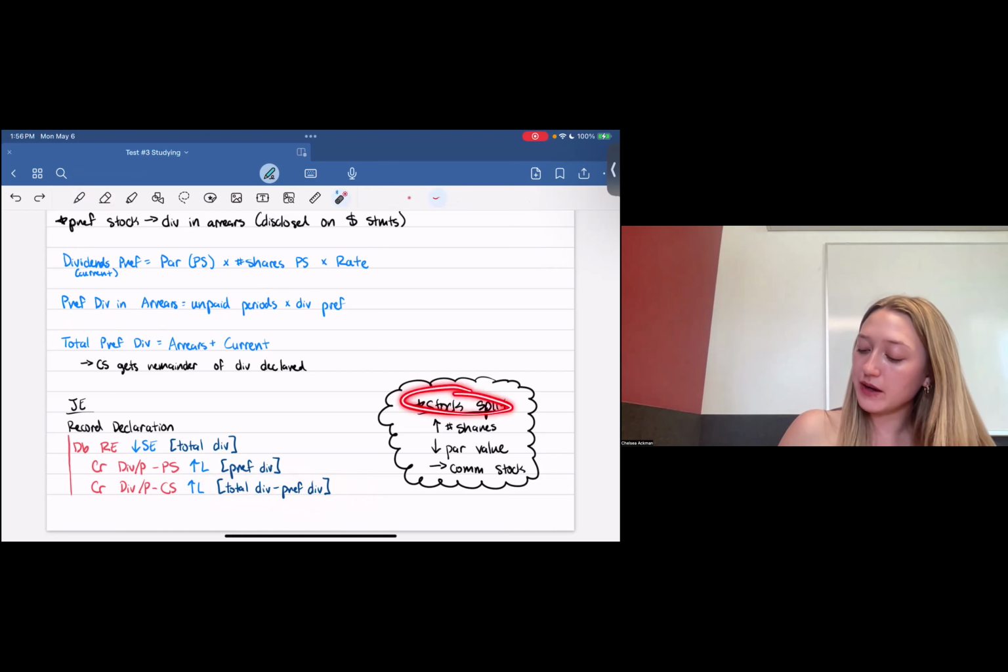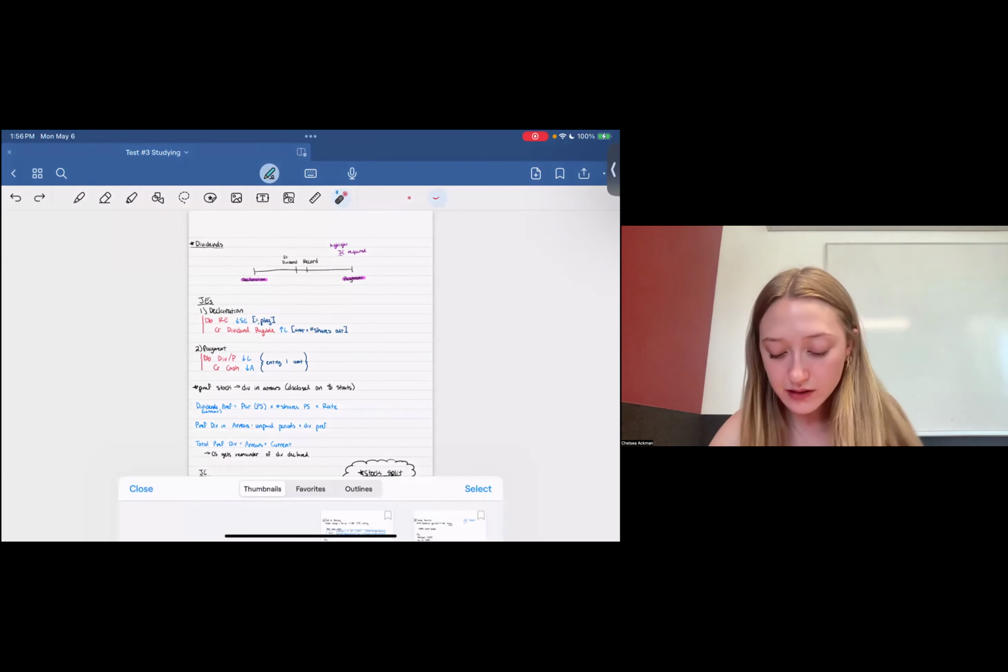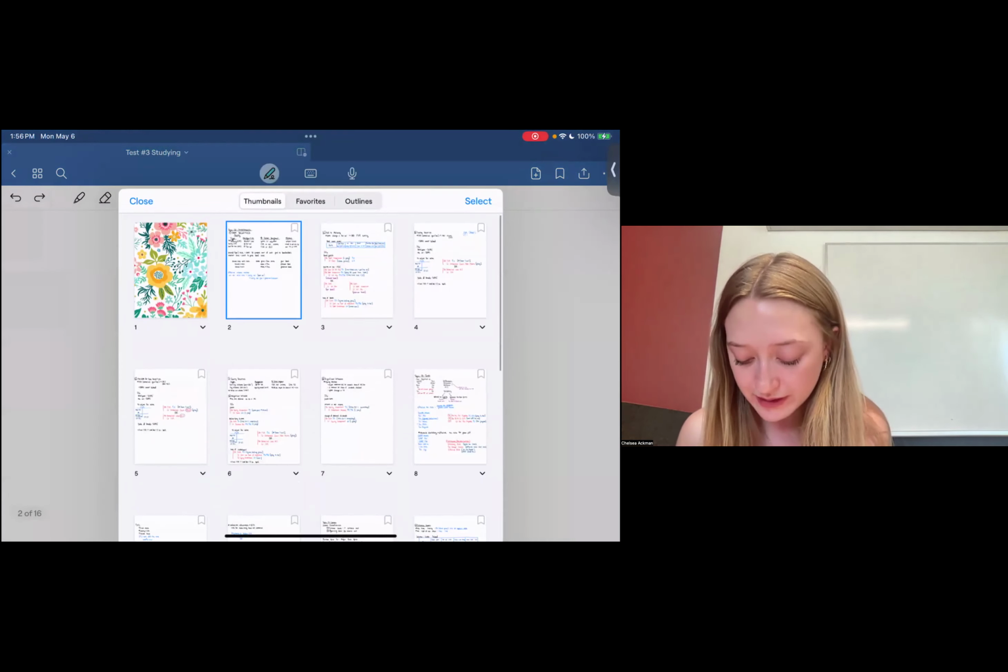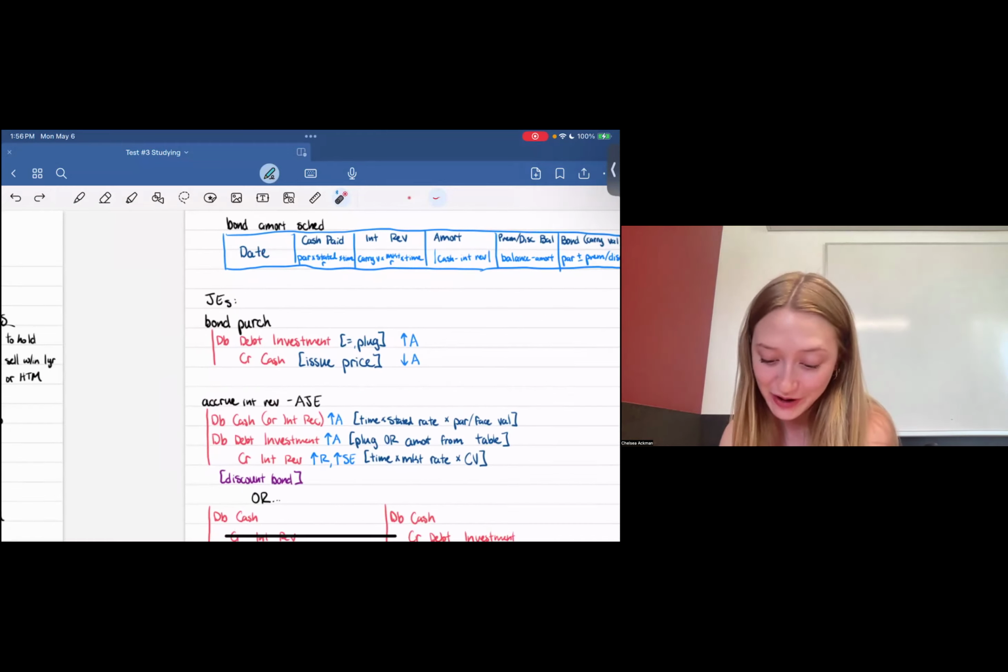When you have a stock split, you have a higher number of shares but a lower par value. Common stock is the same value, because you have that increased number of shares and then a decrease in par value. But that was it. I'm going to quickly go through some of these journal entries one last time because I feel like that's the biggest thing I'm worried about on this exam, believe it or not.